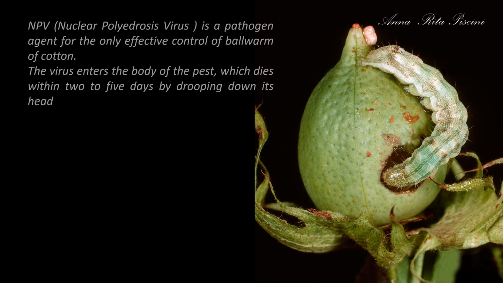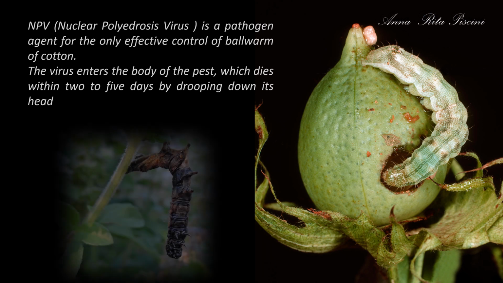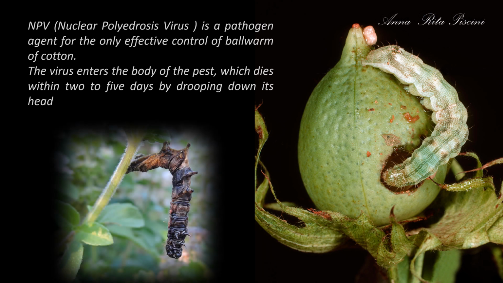Here is an example. NPV, nuclear polyhedrosis virus, is a pathogen agent for the only effective control of bollworm of cotton. The virus enters the body of the pest, which dies within 2 to 5 days by drooping down its head.